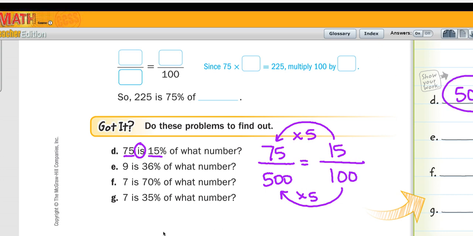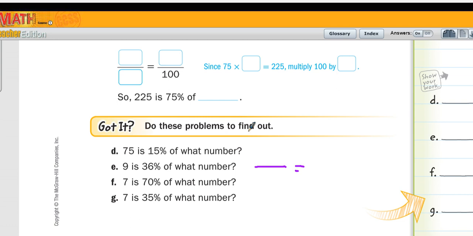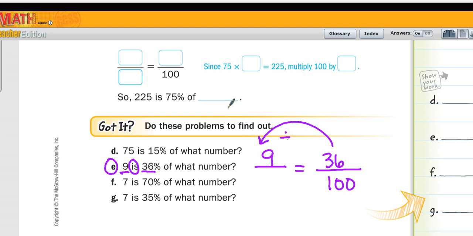Okay, letter E, let's set up our percent proportion again. So 9 is 36%. So 36 out of 100. 9 is 36, so that means it's the part. I can figure out the relationship here. To get from 36 to 9, I divide by 4. So to get from 100 over to here, I divide by 4, which would give me 25. So letter E should be 25.